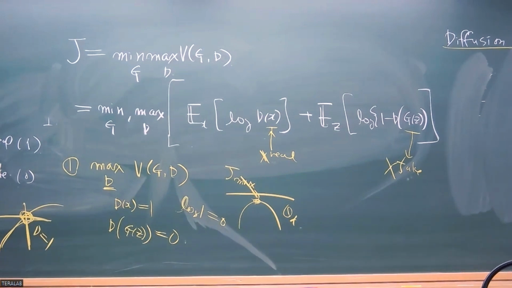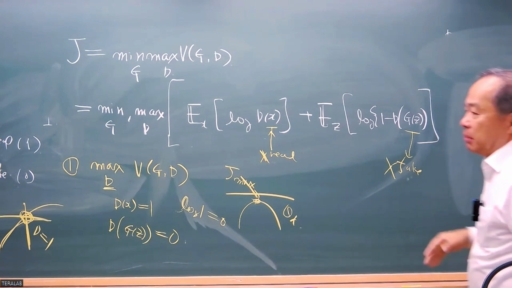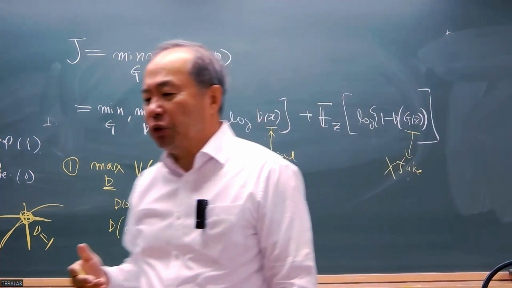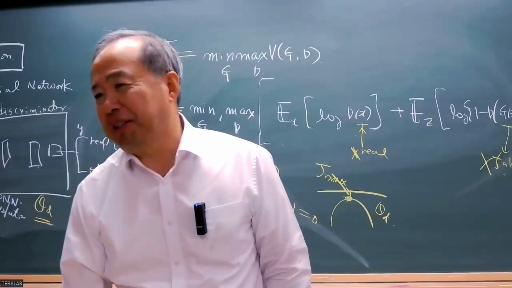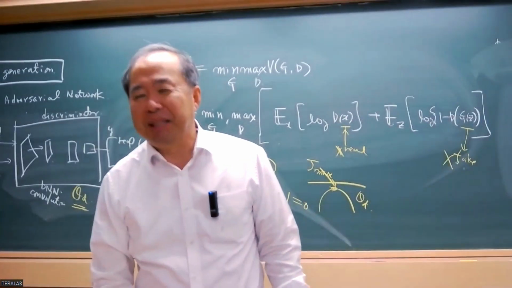I'm very sorry that I give you big pressure, but the explanation of diffusion model and variational autoencoder is 10 times more difficult. It involves more mathematics.